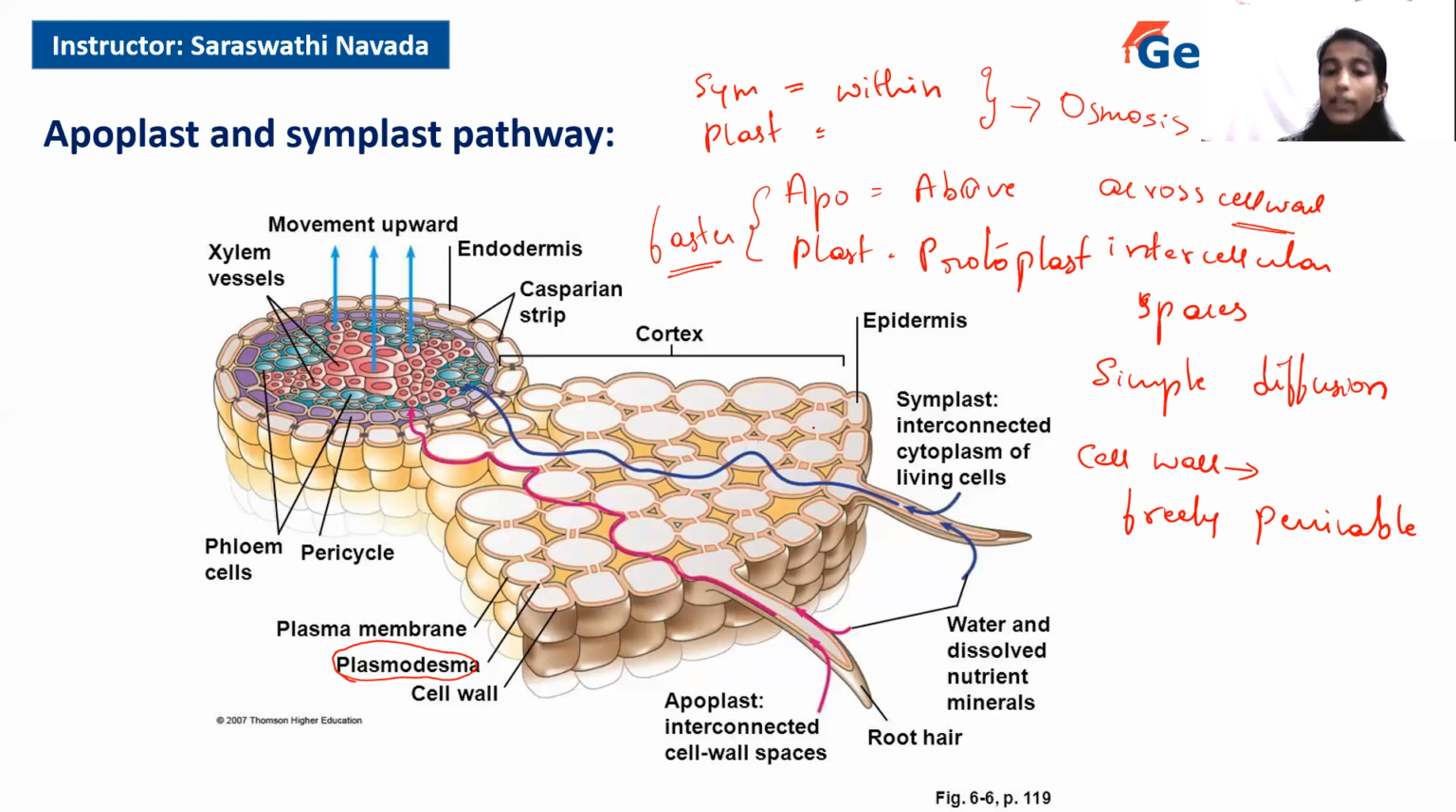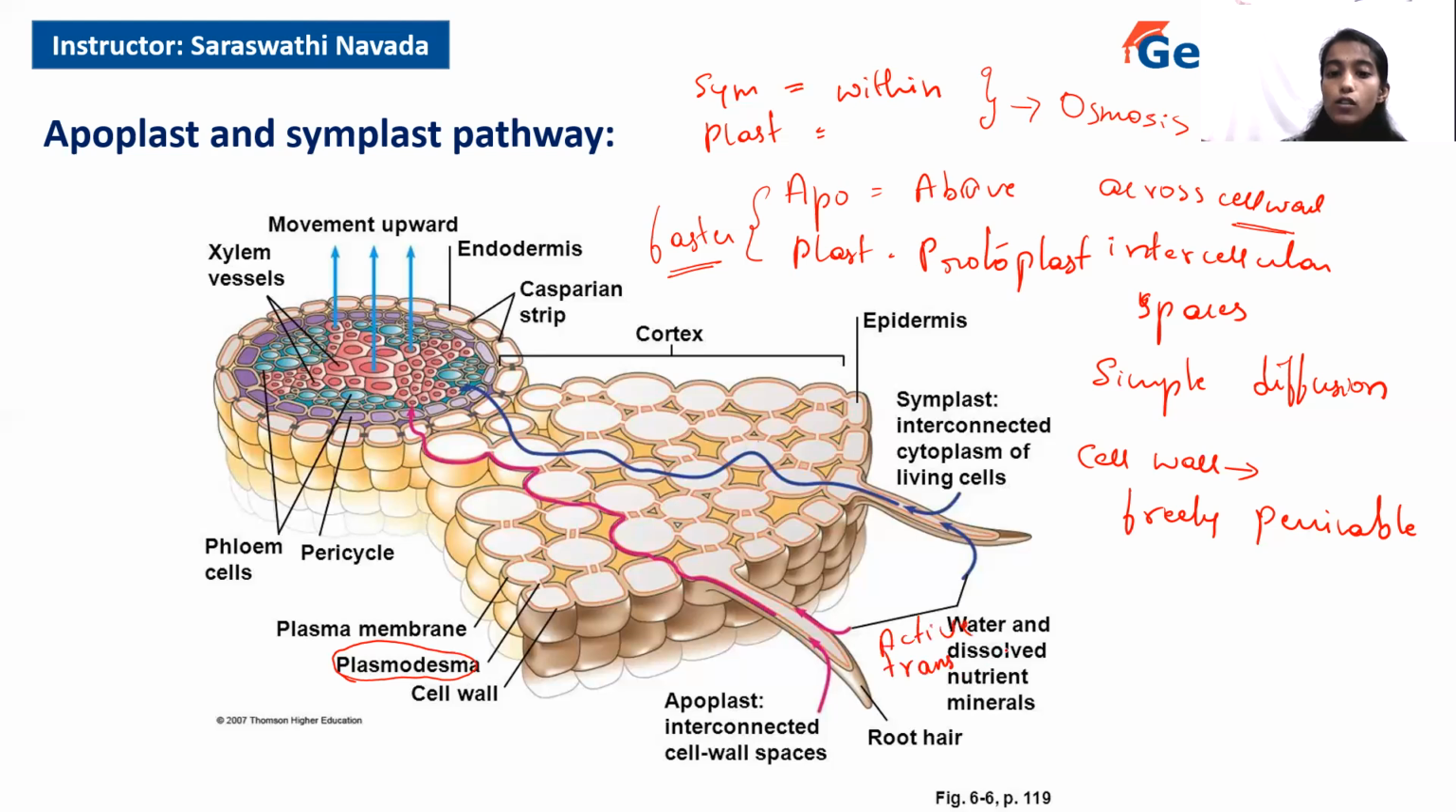And along with the water molecules, root hairs also absorb the mineral ions. And here the absorption of mineral ions occurs through active transport. So why is it through active transport?